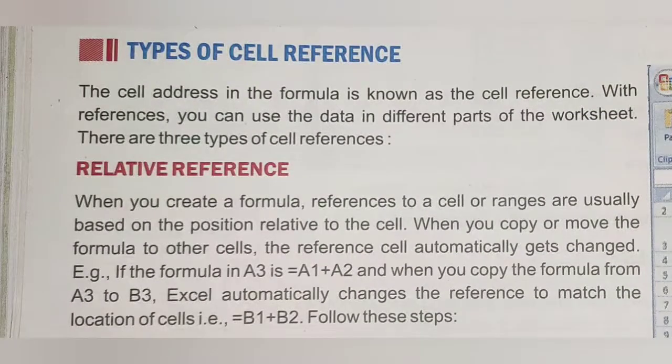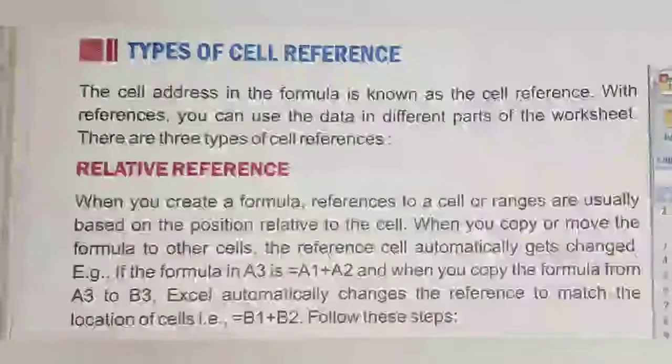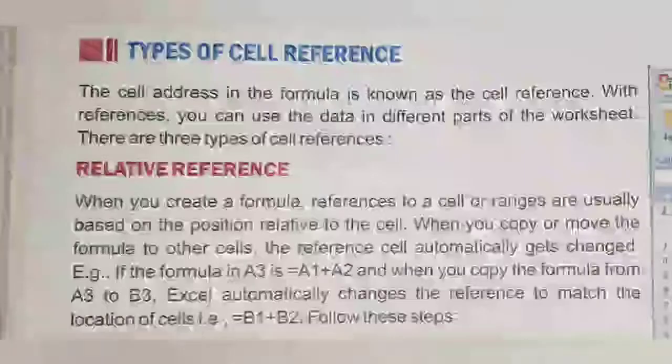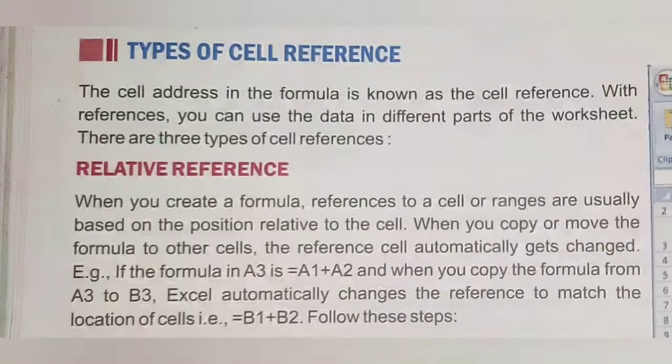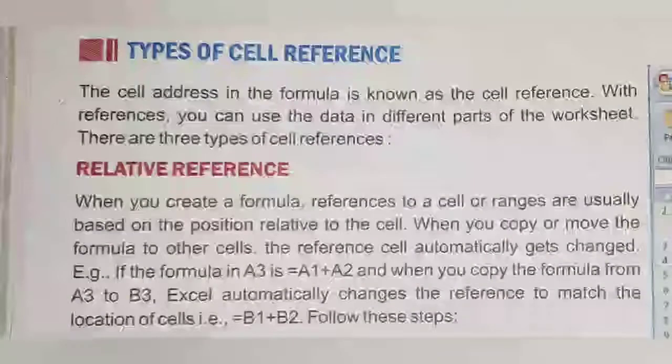When we create a formula, references to a cell or ranges are usually based on the position relative to the cell. When you copy or move the formula to other cell, the reference cell automatically gets changed. Example, the formula in A3 is A1 plus A2, and when you copy the formula from A3 to B3, the formula becomes equals to B1 plus B2. Now we will see few more examples of these relative references.